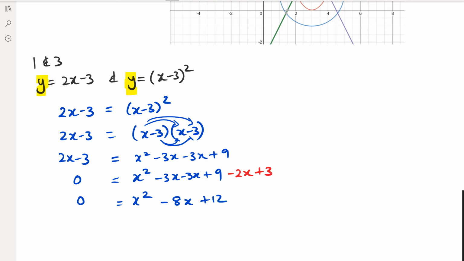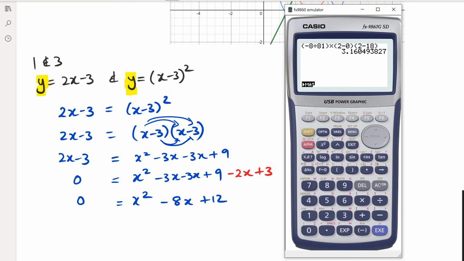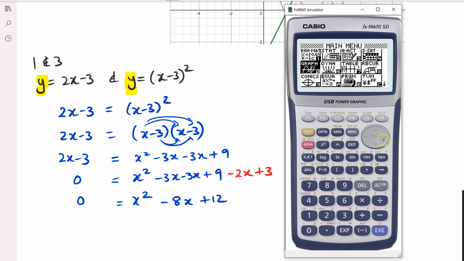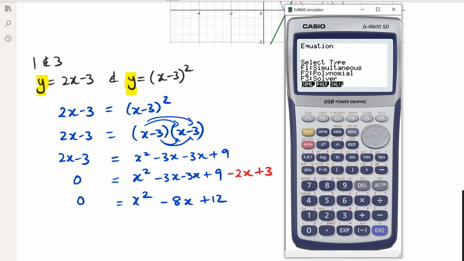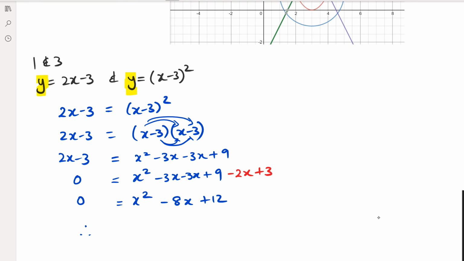Now, at this point, if you can see that you can factorize it straight away, great, but if you're not comfortable with it, have your graphics calculator opened up, go into equation. Polynomial, 2 degrees, and our a value is 1, our b value is minus 8, and our c value is 12. So when we solve that, we actually get 6 and 2. So that means x is equal to 6 or 2. Okay? Now that's not enough. You've actually got to figure out what the y value is.